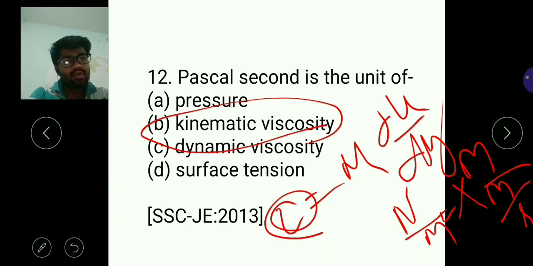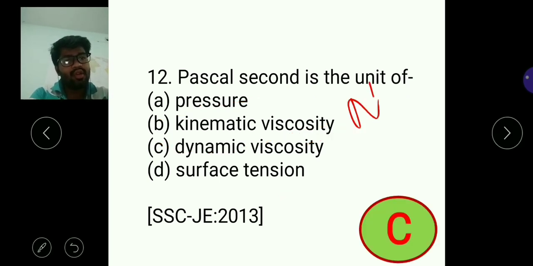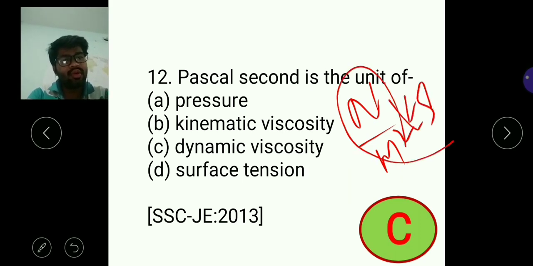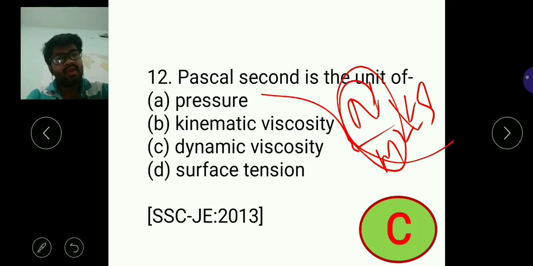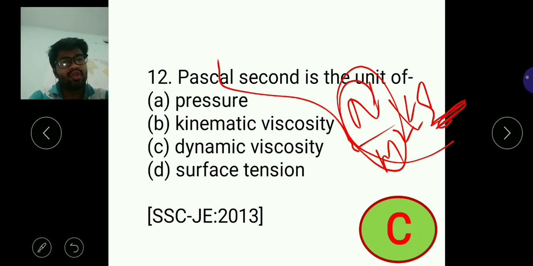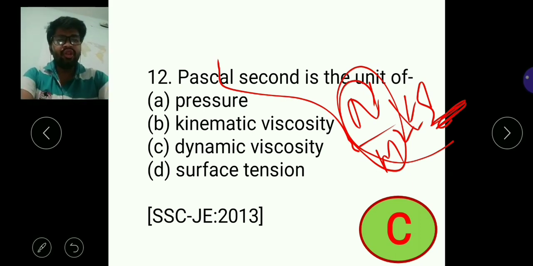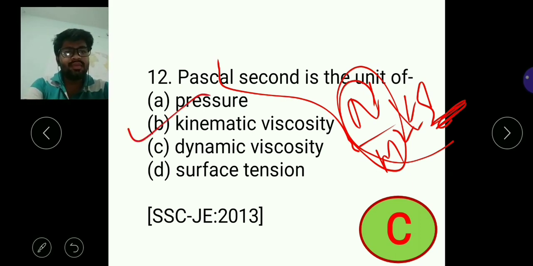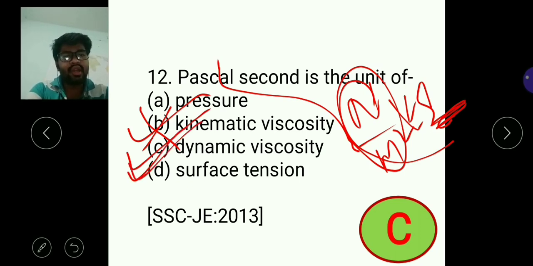So meter can be cancelled, and I get Newton per meter square into second. Newton per meter square can be written as Pascal, multiplied with s. So the unit is Pascal into second. Sorry, so this is not kinematic viscosity. Pascal second is the unit of dynamic viscosity.